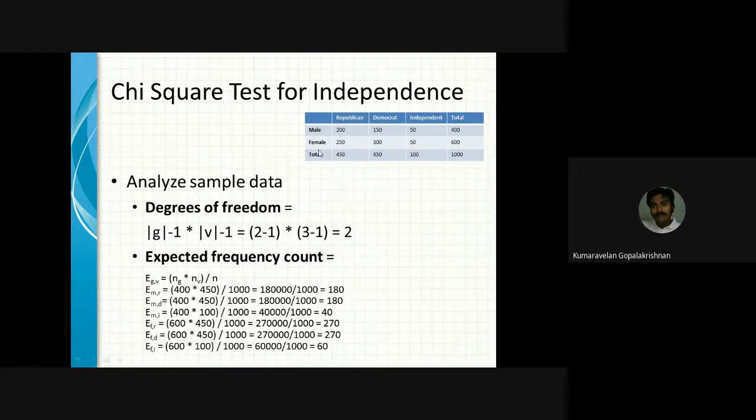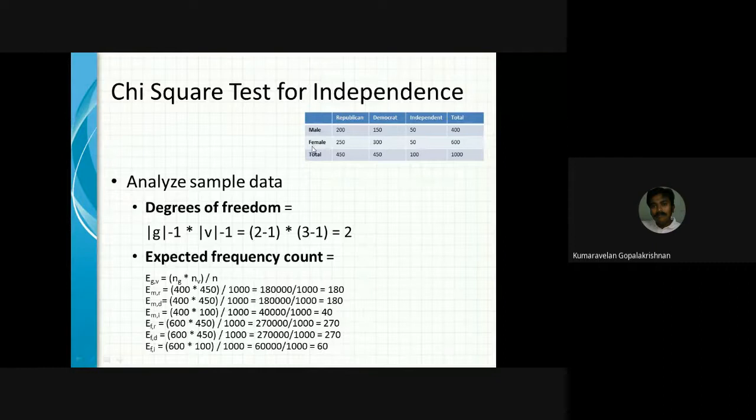Similarly, with respect to male, with respect to Democrat. Male is 400 and Democrat has 450. So again 400 into 450 divided by 1000. Again the value is 180. That's all with respect to Democrat. Next, male with respect to Independent, right? So that is 400 into 100 divided by 1000. So my ultimate expected value is 40.